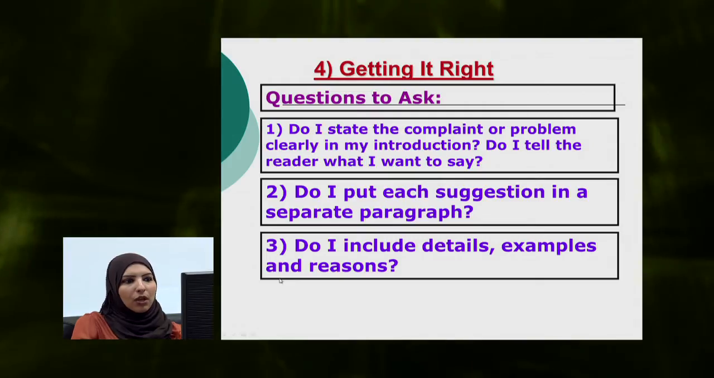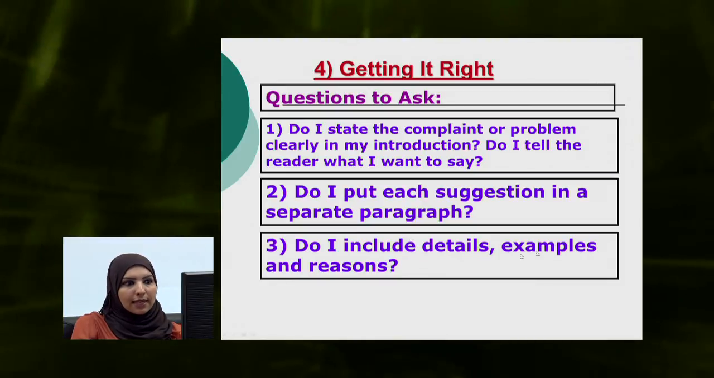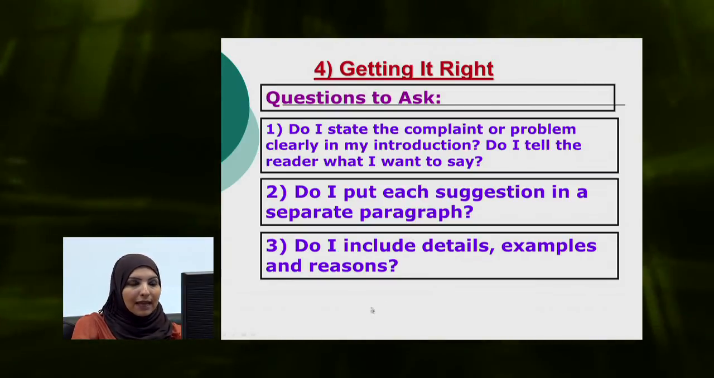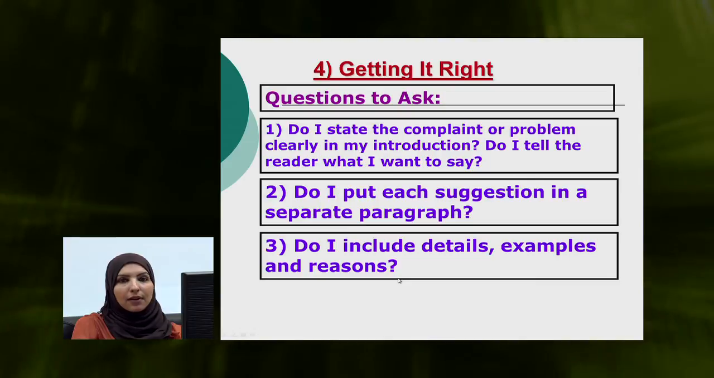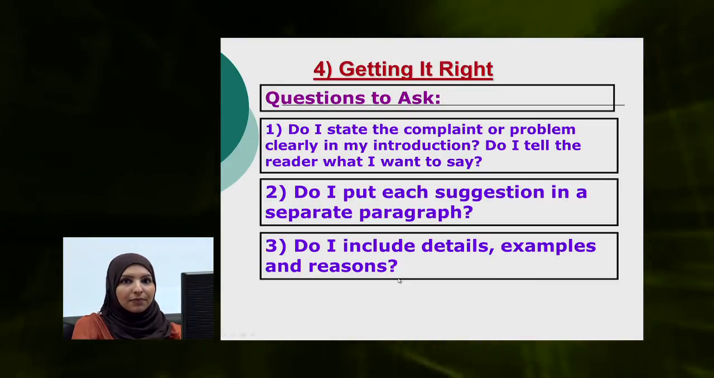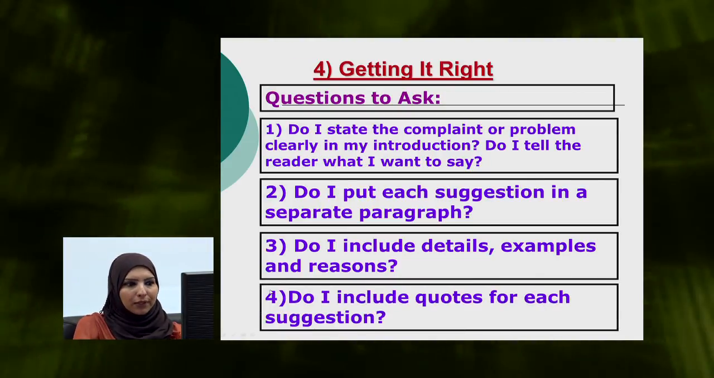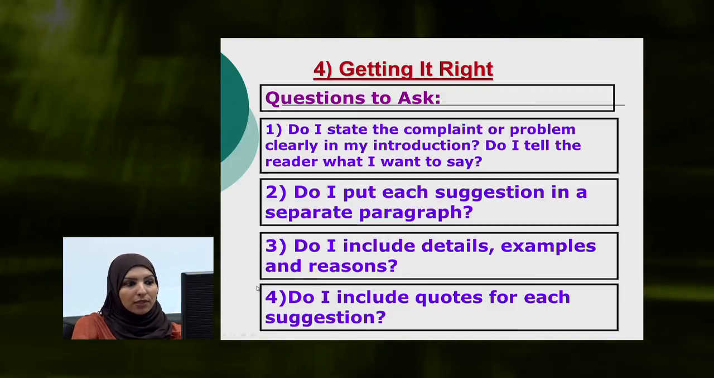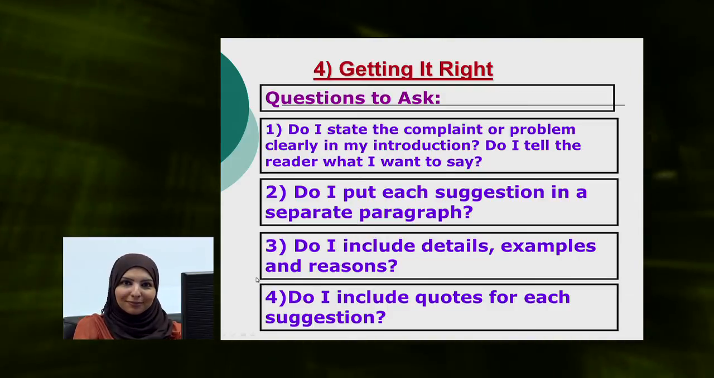The second important question is, do I put each suggestion in a separate paragraph? The third question, do I include details, examples, and reasons to support my suggestions? And number 4, do I include quotes for each suggestion?